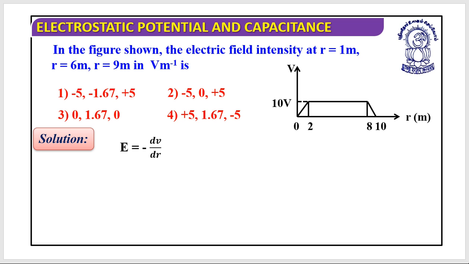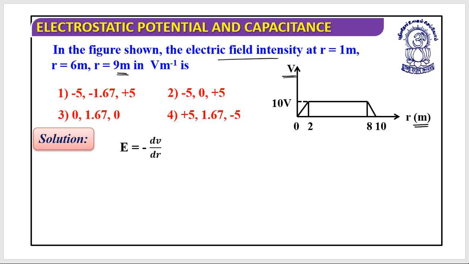The data is given that in the figure shown, the electric field intensity at r equals 1 meter, r equals 6 meter, and r equals 9 meter, in volt per meter, is... So a graph is given. It's a graph of V versus r, r is in meter. And what do you need to find out? You need to find out electric field intensity.